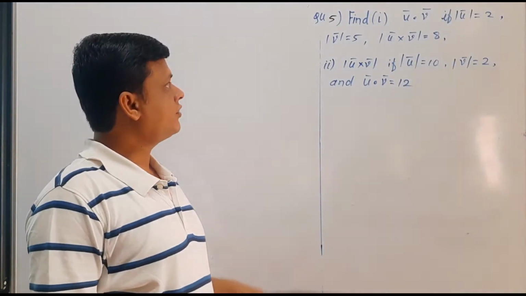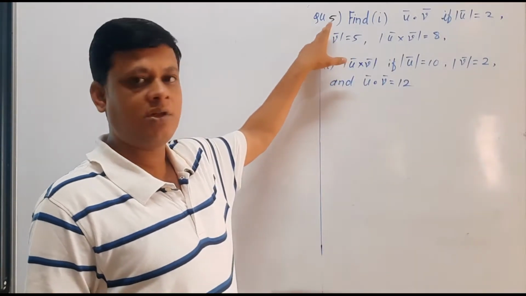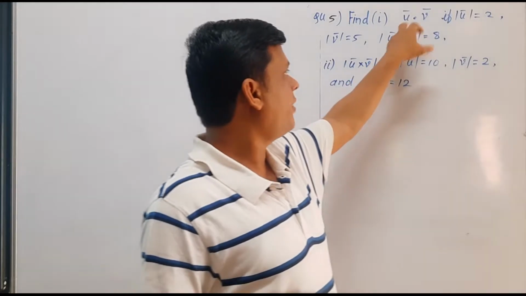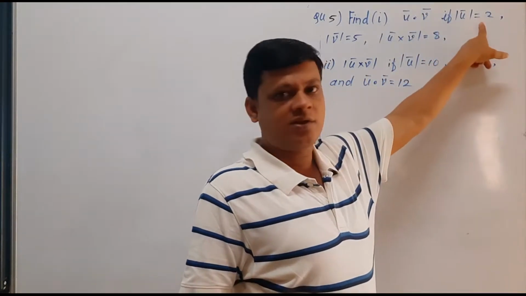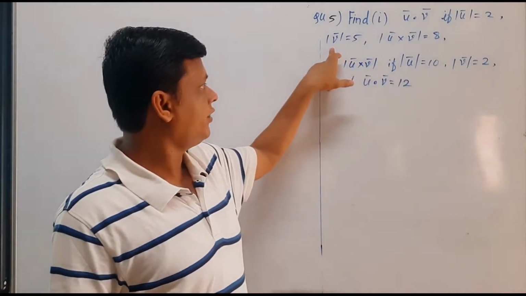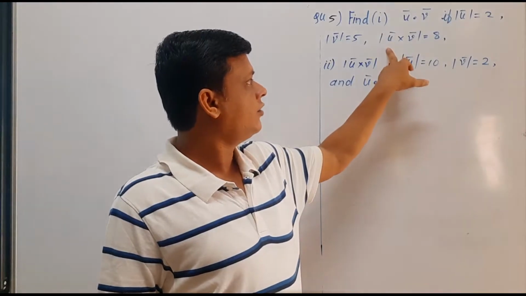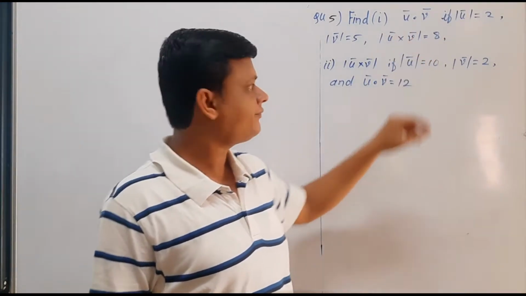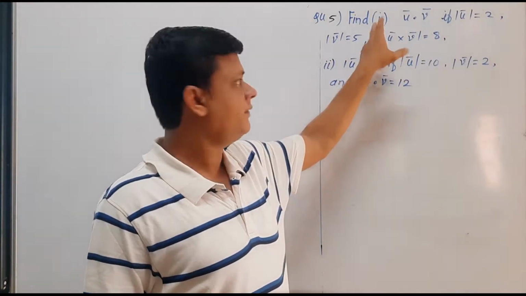Now let's see the next question from exercise 5.4, question number 5. Find u bar dot v bar, if magnitude of u is 2, magnitude of v is 5, and magnitude of the cross product u bar cross v bar equals 8. So first we find the first sub-question.